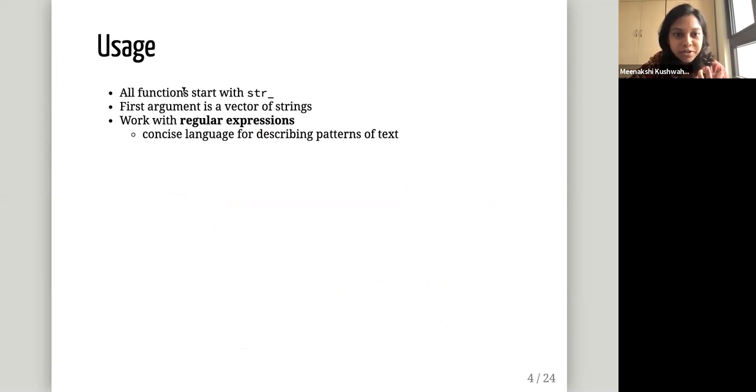Basics of using functions in strings. All functions start with the prefix str underscore, so that makes it easier to look up functions. If you type str underscore in the console, R will list all the functions in the package, so you can select from them. The first argument is a vector of strings, and it works with regular expressions. Regular expressions is a concise language for describing patterns of text.